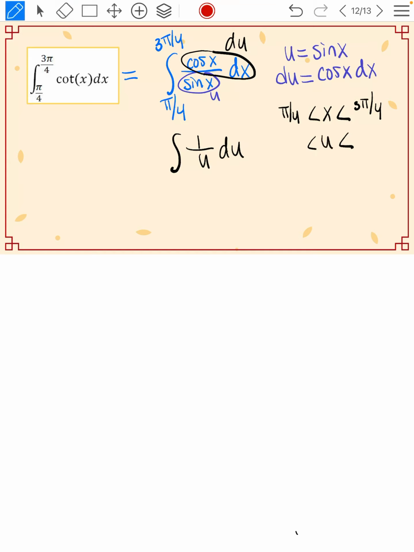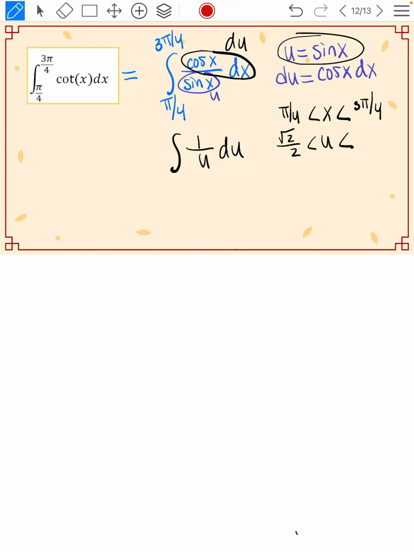So why don't you take a second to think about, okay, how can I use this expression if u is equal to sine of pi over 4 and u is equal to sine of 3 pi over 4? How can I figure out what our u bounds are? Right, so sine of pi over 4 is going to give me root 2 over 2.